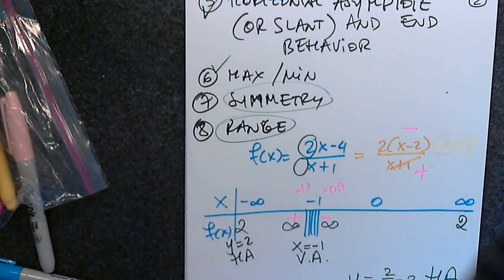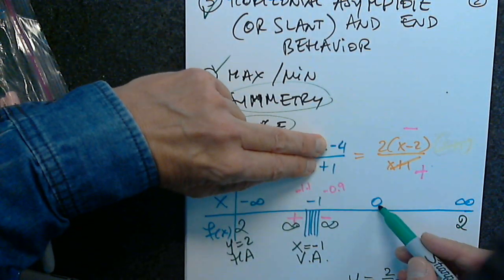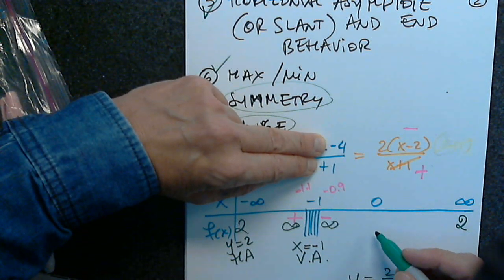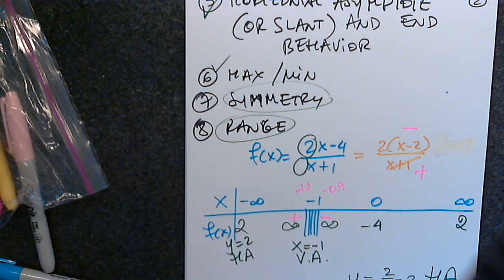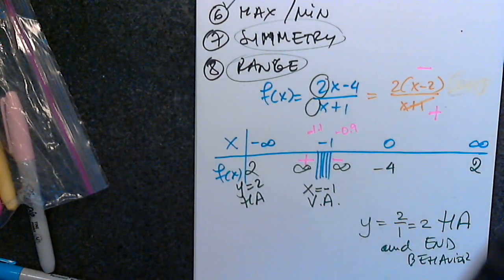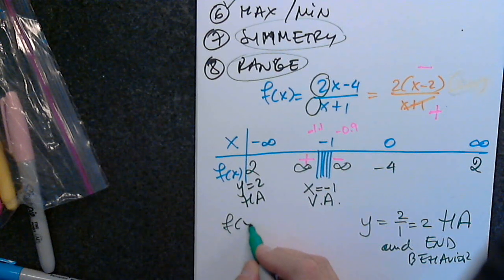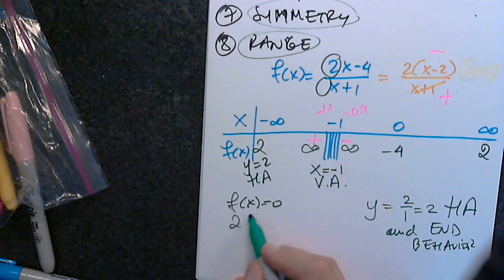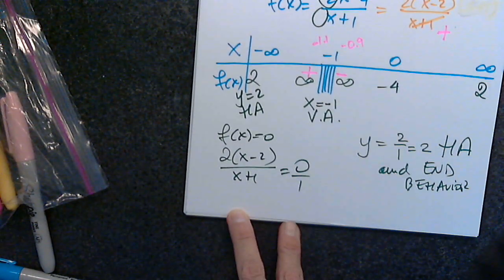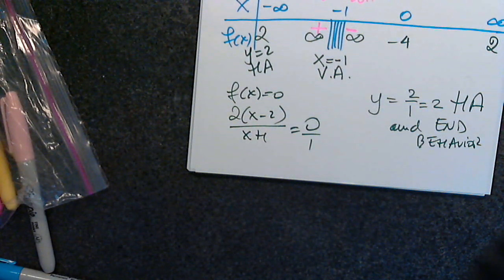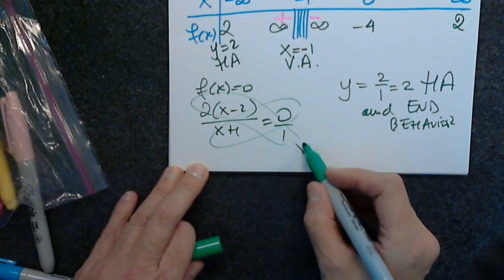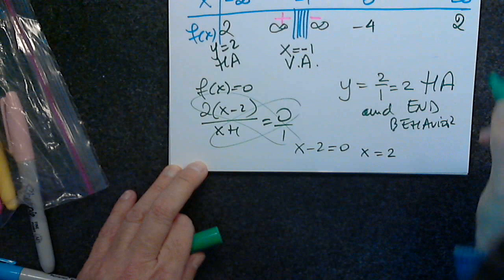Let's plug in 0. When we plug in 0, what do we get? Excellent. That's all I needed. When x is 0, y is -4. So that's the y-intercept. So now let's look at the x-intercepts. When is a fraction 0, right? So we have f of x equals 0. 2 times x minus 2 over x plus 1 equals 0, and 0 over 1. To refresh our memory, we've done this, I know it's a very long time ago. So after you cross multiply, you get that x minus 2 equals 0, or x equals 2.